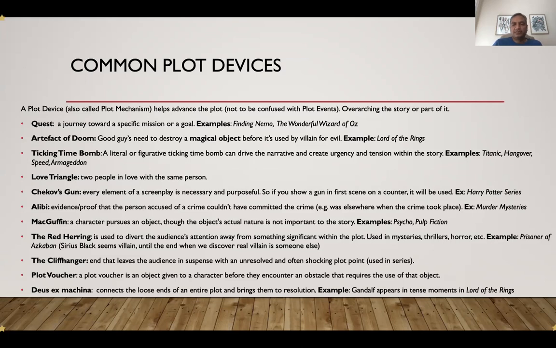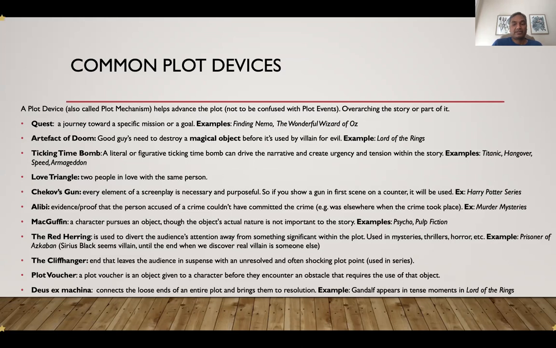MacGuffin. This was made very popular by movies like Psycho. What happens here is that a character pursues an object, even though the object's actual nature may not be important for the story. In Psycho, you might remember, everything takes place because of stolen money, right? This girl steals money and she's trying to run with the money, and stays in this hotel. But the money is not at all important. If you have seen that movie, money has hardly any importance in it.